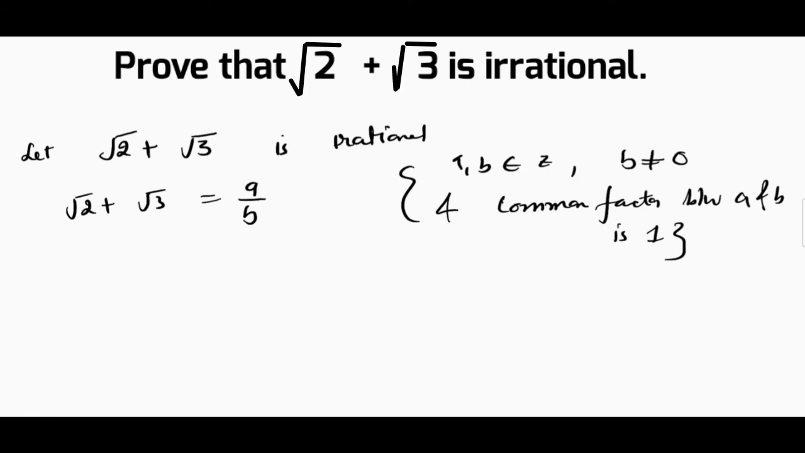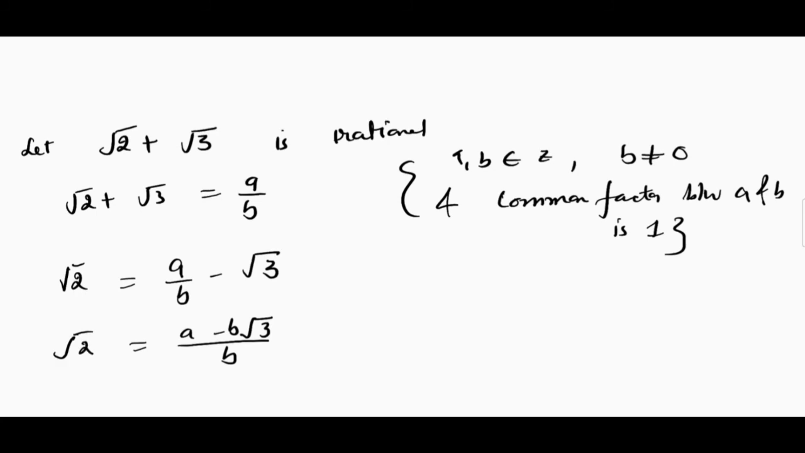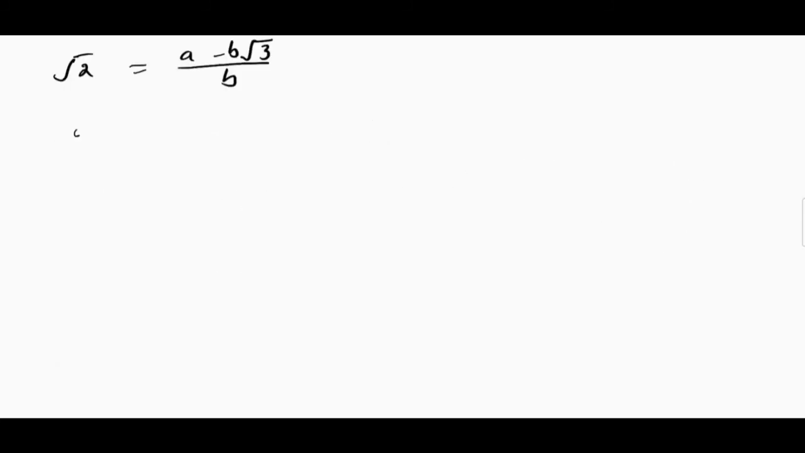So it means I can write this as, I'll take this square root of 3 that side, so this will become square root of 2 is equal to a upon b minus square root of 3. This will become a minus b square root of 3 divided by b. This is like this, okay? This b I will take that side, this will become square root of 2 b is equal to a minus b square root of 3.